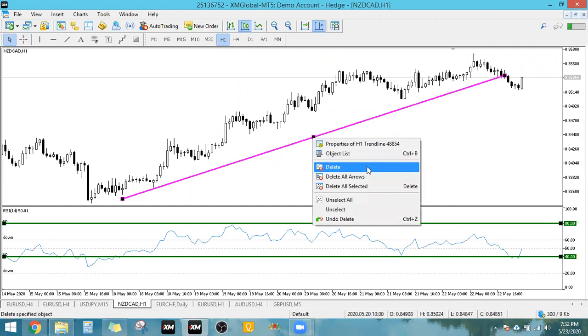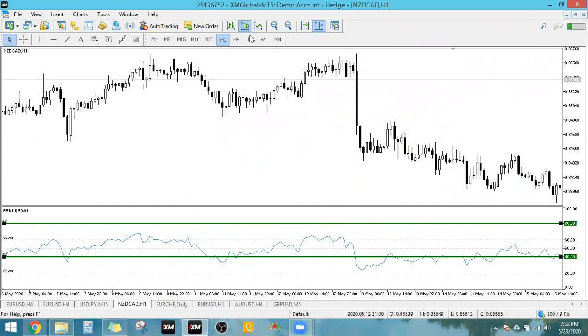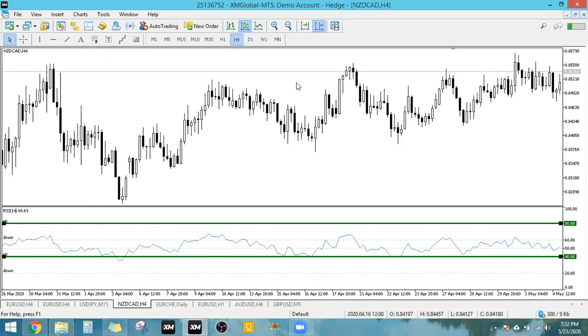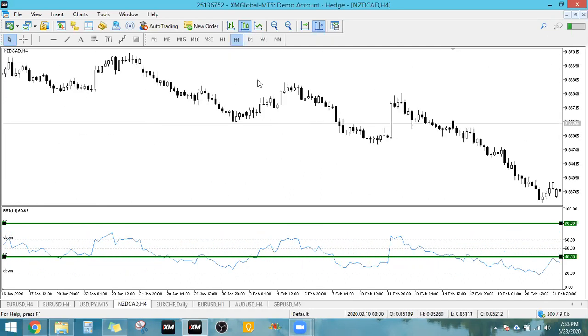So, let's try to look at the other uptrends. Check natin. Other uptrends and downtrends. Tingin tayo sa H4. Ayan, medyo ranging yung market. So, gagana yung 70-30 dyan. Okay.